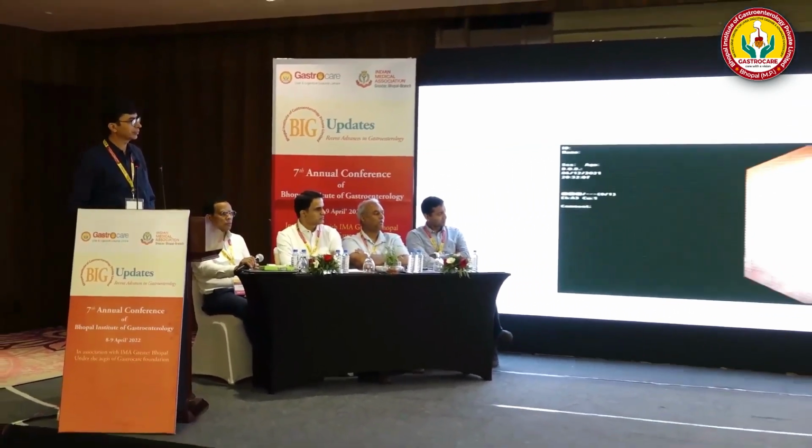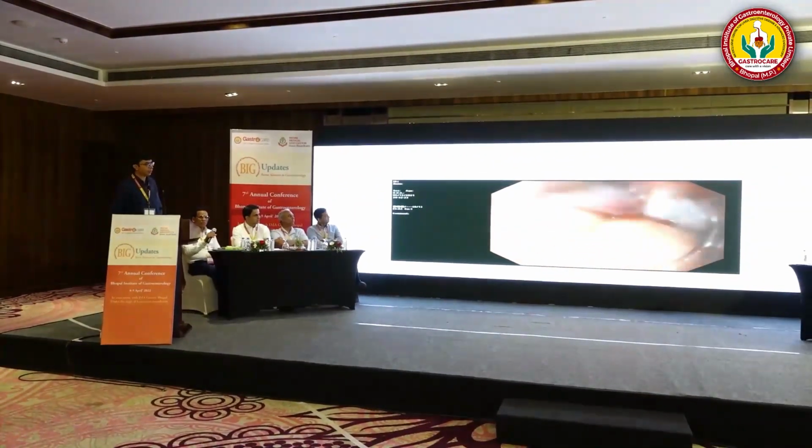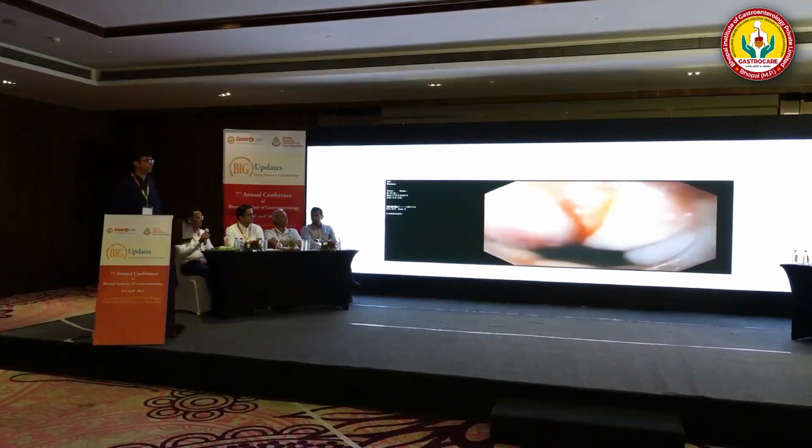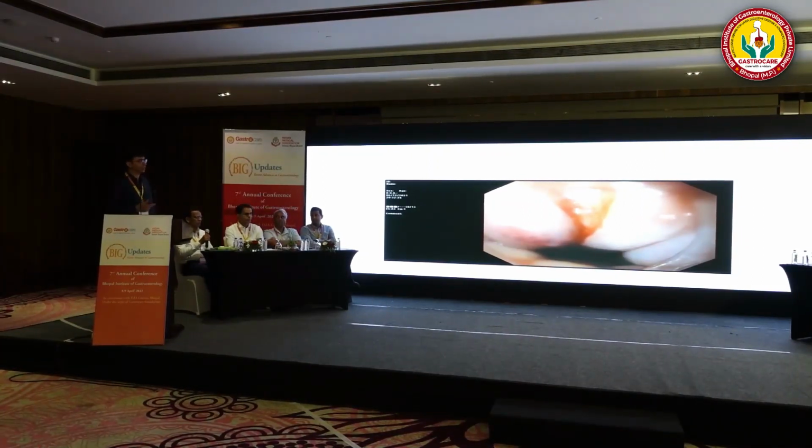I think we'll proceed to the second case. Other than Ovesco, you can use a simple hemostatic clip. We could have used simple hemoclips, but as I said, once there is a little bit of fibrotic base, it is difficult and sometimes it starts bleeding again. So this is the second case.